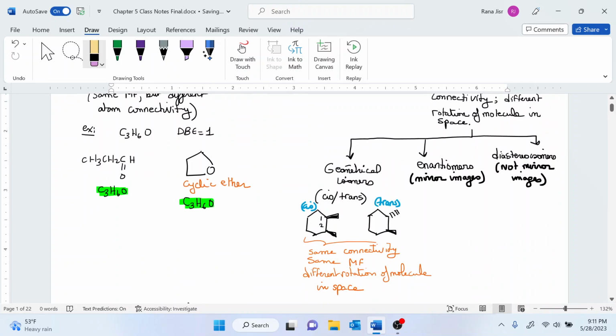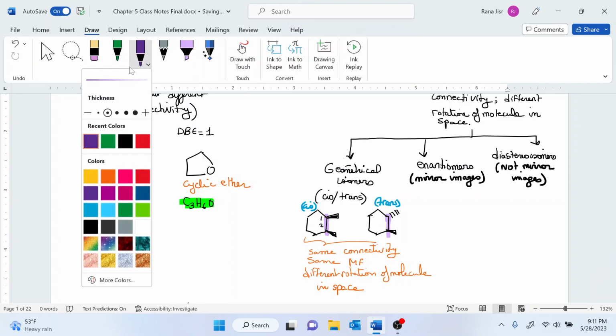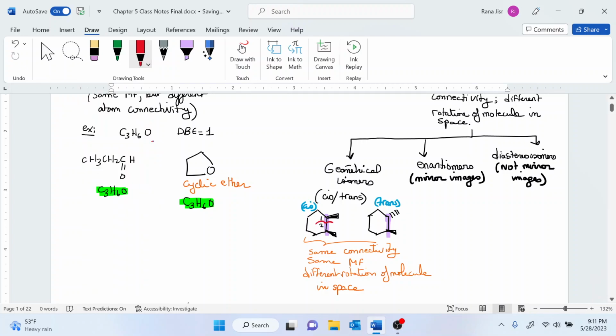Geometrical isomers are cis and trans. There is no way that you can rotate the cis and go to trans unless you break the bond, the sigma bond between those two carbons in here. So you have to break this bond. Once you break the bond, you have to twist it to change the orientation of this carbon in here. And this is how you can go from cis to trans.